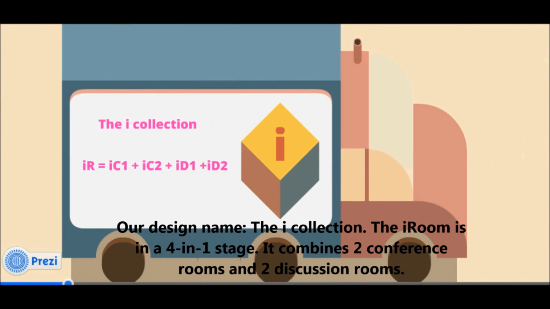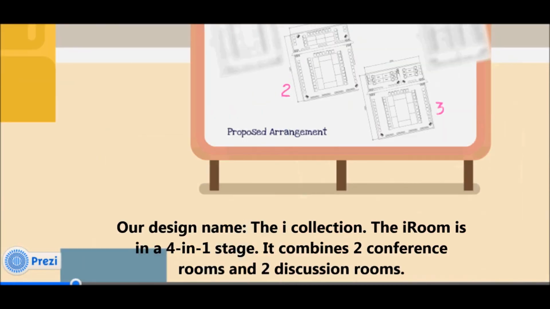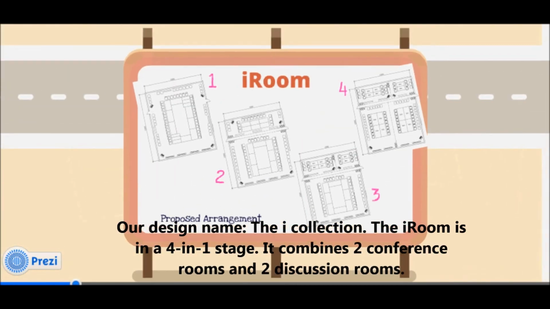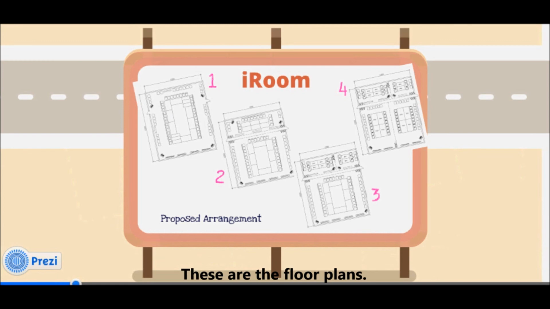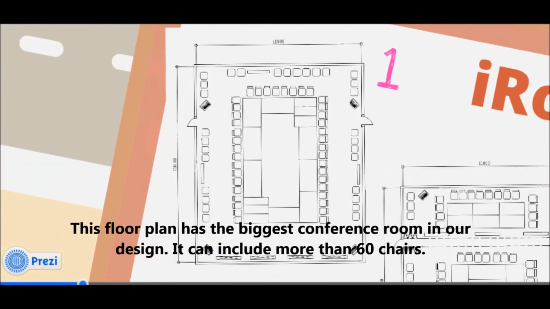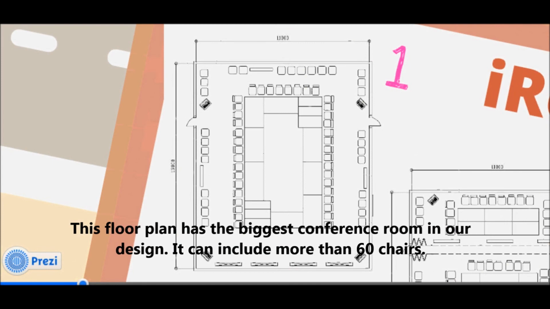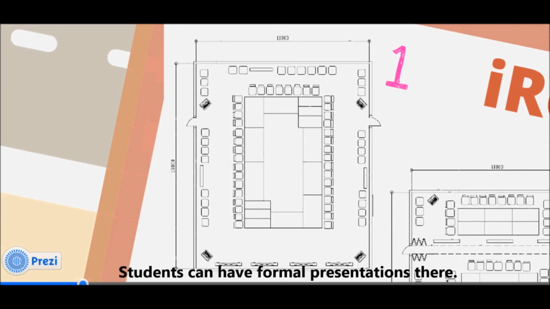The I-room is in a 4-in-1 stage. It combines 2 conference rooms and 2 discussion rooms. These are the floor plans. This floor plan has the biggest conference room in our design. It can include more than 60 chairs. Students can have formal presentations there.